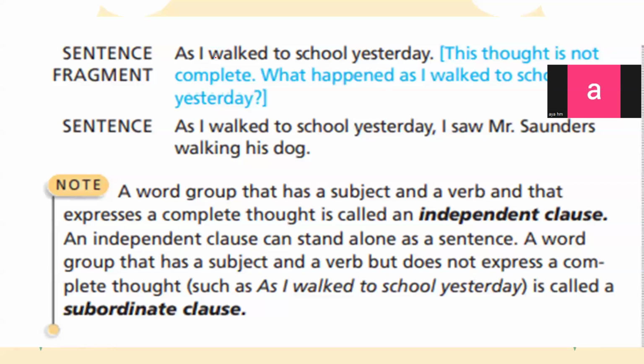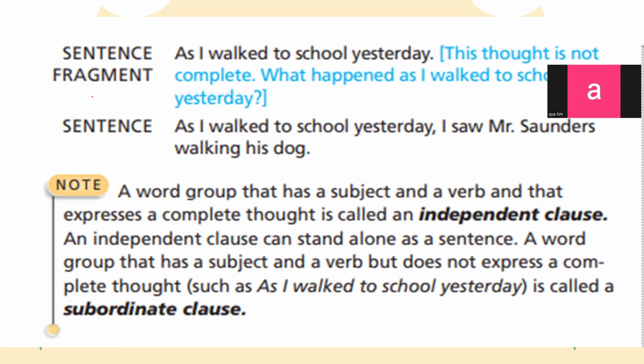For example, as I walked to school yesterday, this is a sentence fragment. Why? Let's read this sentence again. As I walked to school yesterday, what happened? I don't know what happened. As I walked to school yesterday, this thought is not complete. What happened as I walked to school yesterday? But the correct one, for example, as I walked to school yesterday, I saw, for example, Mr.